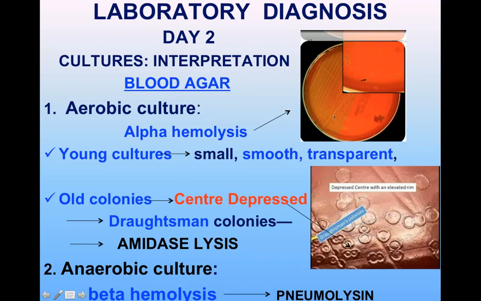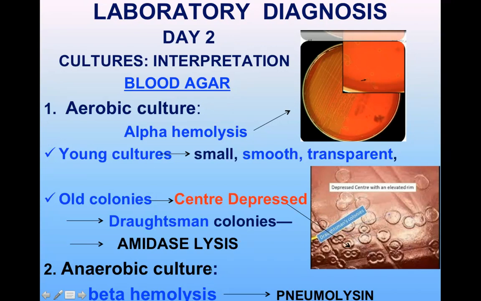The young colonies after 24 hours are small, smooth, transparent, and low convex. But if you keep the plate in the incubator for 48 hours, the colonies become depressed in the center and give an appearance of draftsman's pieces. So these are known as draughtsman colonies, and it is because of the amidase enzyme which it produces, an autolytic enzyme which starts eating up the colonies from the center. The center becomes depressed, whereas the rim remains elevated. So this is known as draughtsman colonies. You get an MCQ on draughtsman colonies because it is specific for strep pneumoniae.